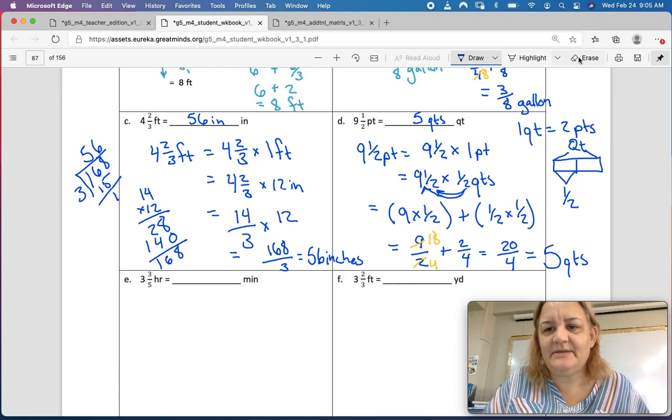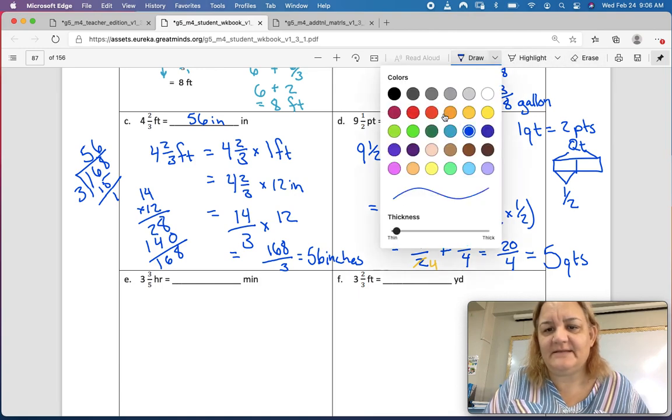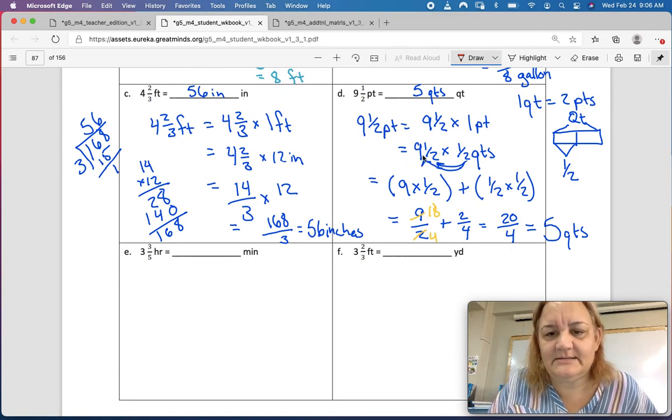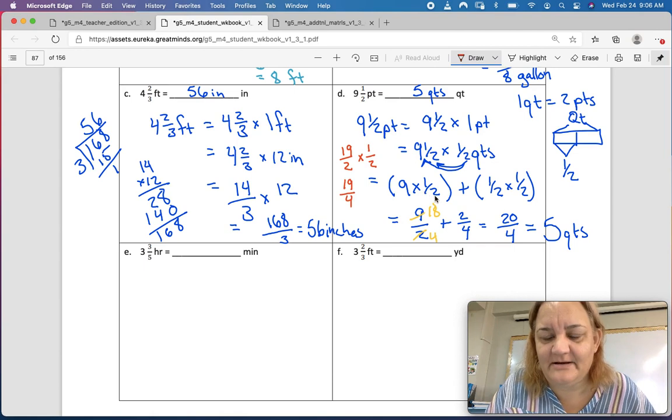Let me try it with the improper fraction and just check my work because I feel like there's something wrong about this one. So 9.5 times a half would be, as an improper fraction, 19 halves times 1/2 is 19 fourths. I messed up somehow. How did I mess up?